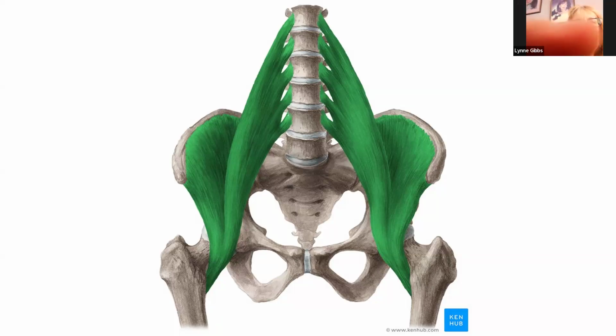Forward, flexion. Forward, absolutely. So in the case of your hip, what is forward movement of the hip? Flexion. Flexion, absolutely. I'm glad you said it. So flexion is forwards movement of the hip.